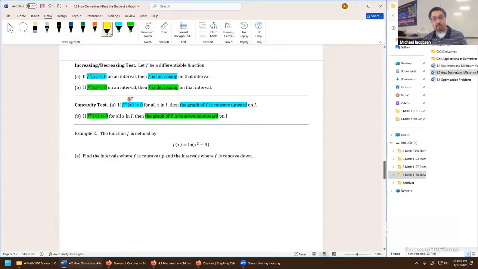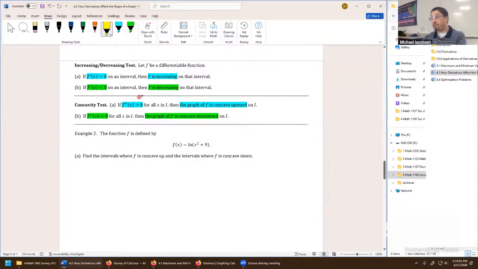If the second derivative is positive on an interval, that automatically implies the curve is concave upward on the interval. The curve lies above all its tangent lines in that one particular interval. Likewise, if the second derivative is negative, the graph of f is concave downward. And it pairs kind of nicely in the logic of increasing decreasing test, where we said if the first derivative is positive, f is increasing. If it's negative, f is decreasing.